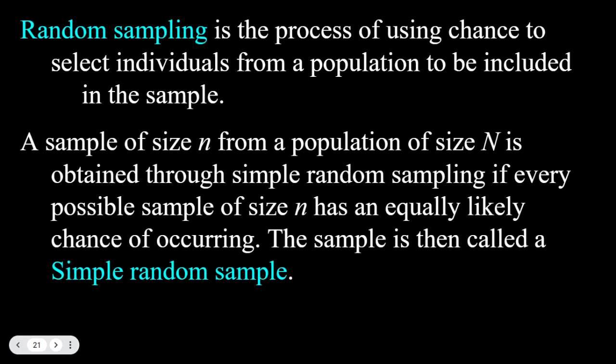A sample with size n, lowercase n, sample size, from a population of size uppercase N, capital N, for the population size, is obtained through simple random sampling if every possible sample of size n has an equally likely chance of occurring. So the sample is then called a simple random sample. And that again means every sample of size n is equally likely to be chosen.